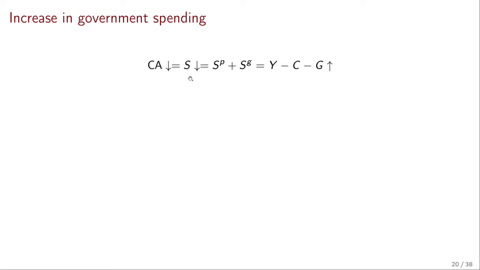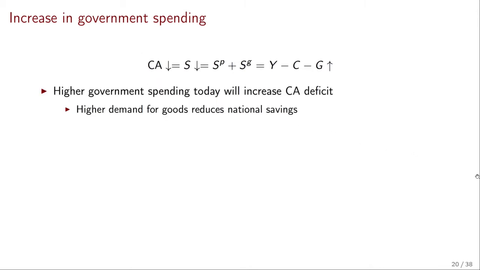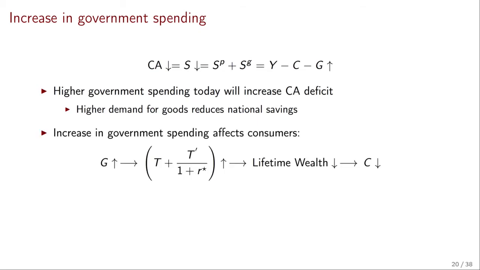And because national savings are being reduced, the current account is going down. But let's do that in a bit more detail. Higher government spending today will increase the current account deficit. That's because there is a higher demand for goods that's reducing national savings.